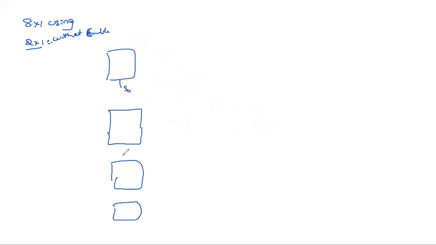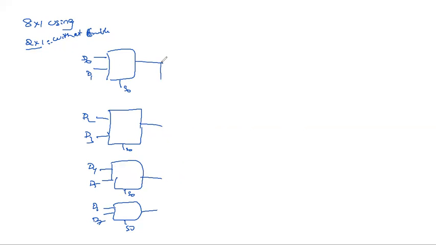So S naught, S naught, S naught, S naught, and D naught, D1, D2, D3, D4, D5, D6, D7. Okay. Now we have 4 outputs.